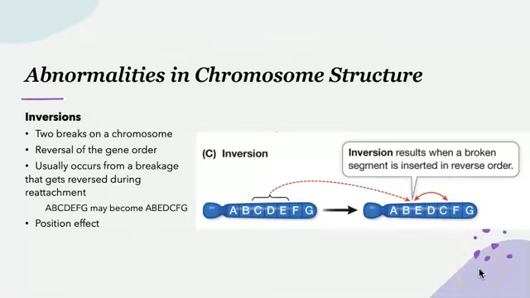And then we have inversions where we have 2 breaks on a chromosome, and it can cause a reversal of the gene order. So here we have A through G, and what happens is this segment C through E is basically inverse. So notice how it's kind of going backwards here, C, D, E, instead. And this usually occurs from some type of breakage that gets reversed during reattachment. This can also be called a position effect, where we have a change in a gene's expression caused by its position, and this could sometimes cause physical defects in people.